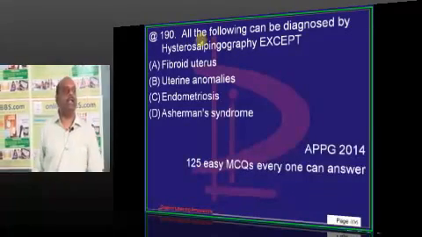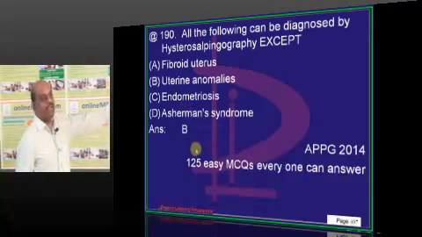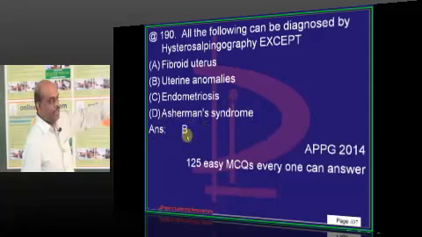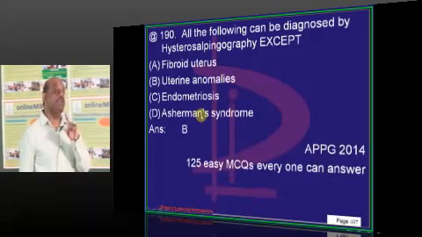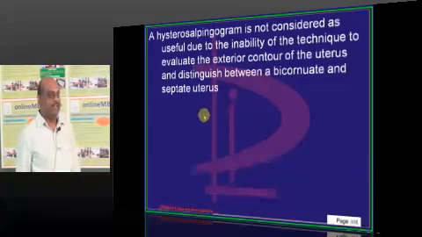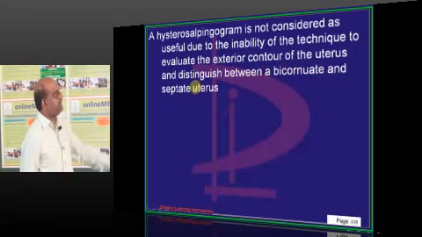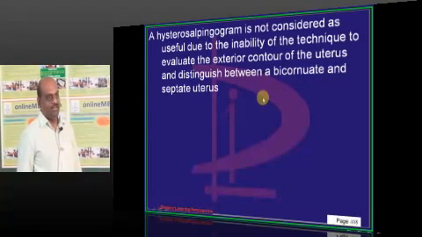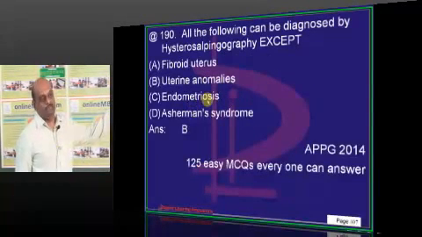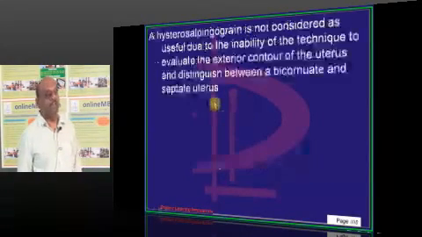In hysterosalpingography, what can you not diagnose? Endometriosis. Here we gave by mistake a wrong typographic error. But about uterine anomalies there is a small point that you can contest. Hysterosalpingography cannot look at the external contours of the uterus. So if you want to distinguish bicornuate and septate uterus, it is difficult. But that is a small anomaly. Right answer would be endometriosis only.